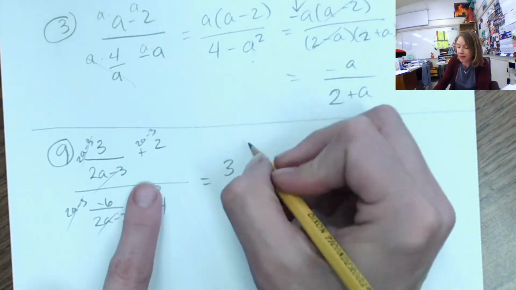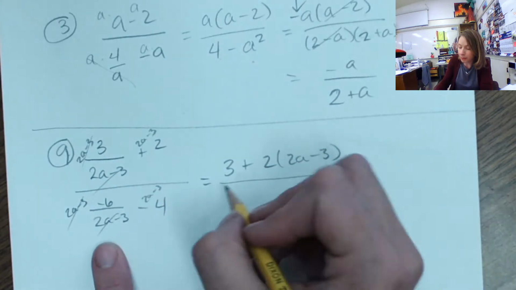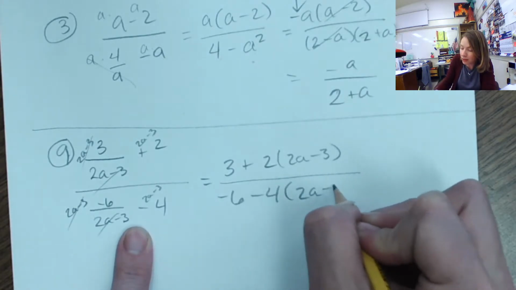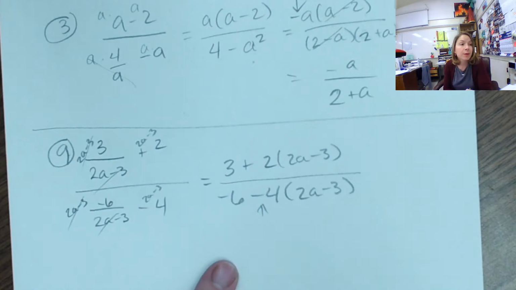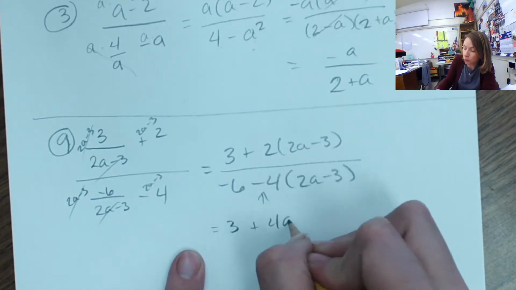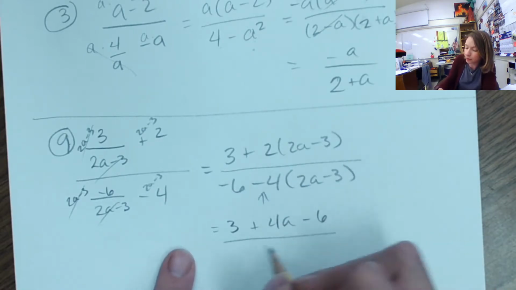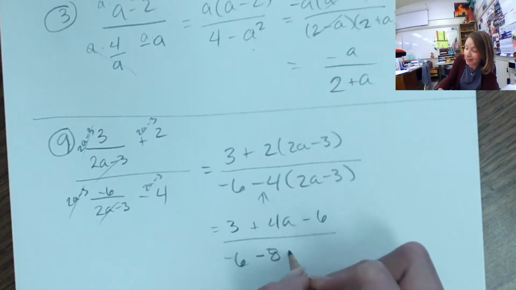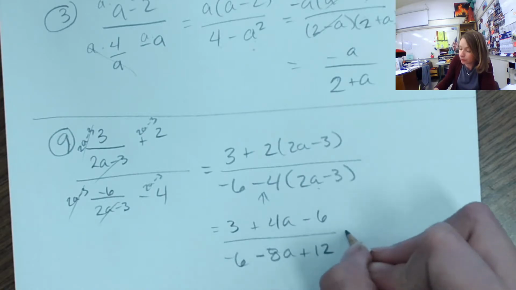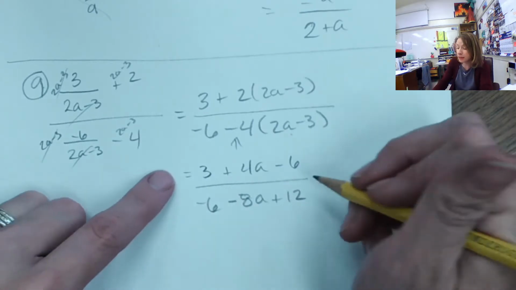So I'm going to have a 3 plus, and then I've got 2 times 2a minus 3. Then on the bottom, I'm going to have a negative 6 minus 4 times a 2a minus 3. Pay attention to that negative sign when you're distributing through. Remember, those things always get us. So 3 plus 4a minus 6. And then on the bottom, negative 6 minus 8a, and then that's going to be a plus 12. Combine like terms, right? I'm just still combining and simplifying as I go.